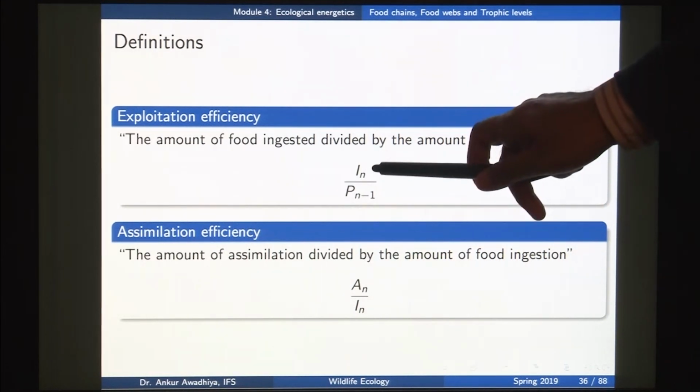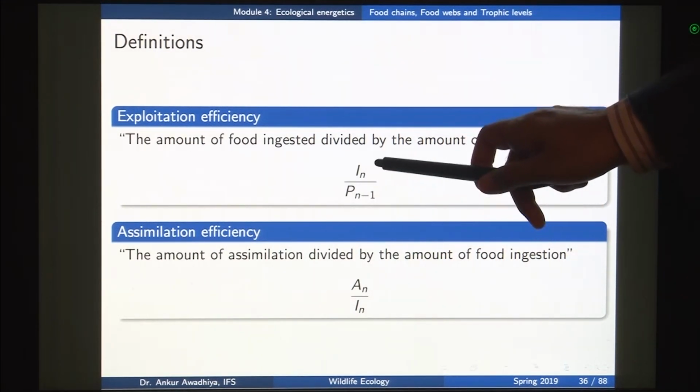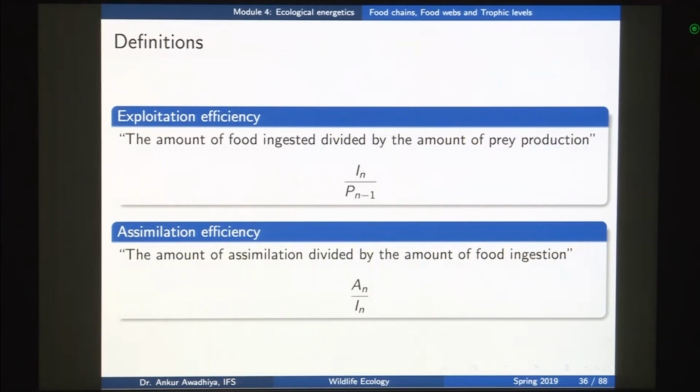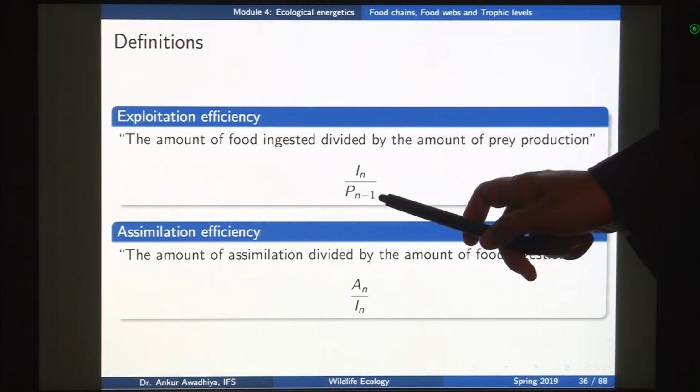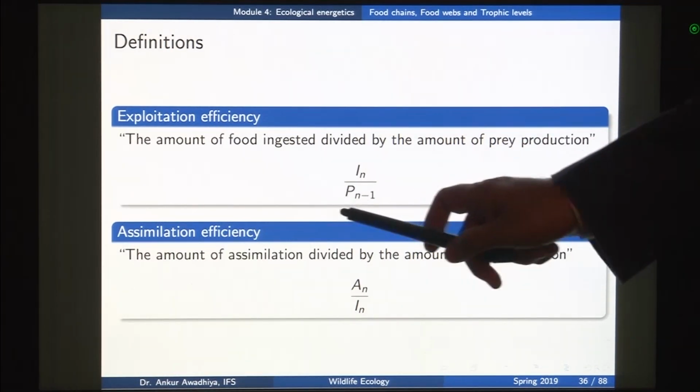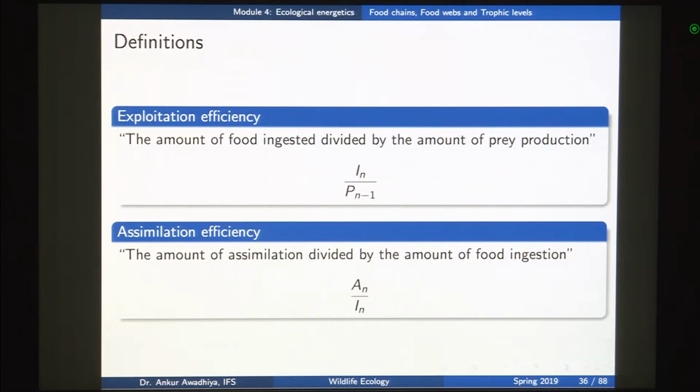So, I in this case is showing the amount that is ingested at the nth trophic level. We can define it at any trophic level, we can even define it for the grasshoppers that are feeding on the grass. In that case, how much biomass is being eaten up by the grasshoppers divided by the amount of biomass that is being produced in the previous trophic level. So, which is why we have n minus 1, and P is the rate of production. That is the exploitation efficiency, how much of the biomass are you able to exploit.